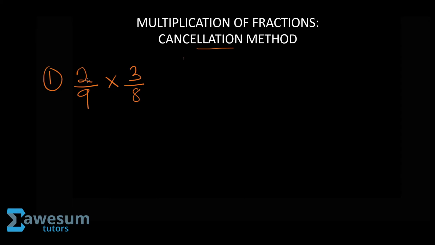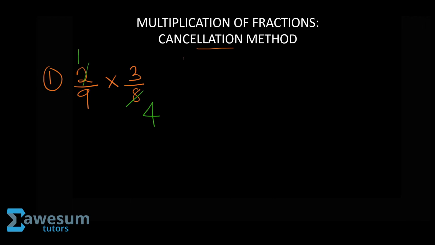Here we want to multiply 2 over 9 and 3 over 8. So all you have to do is look for a common factor that can divide the numerator and the denominator. If you take note, this is 2 right here and this is 8 right here. So 2 can divide 2, 2 can divide 8. So 2 is a common factor right there. So I can say 2 in 2 is 1, 2 in 8 is 4.